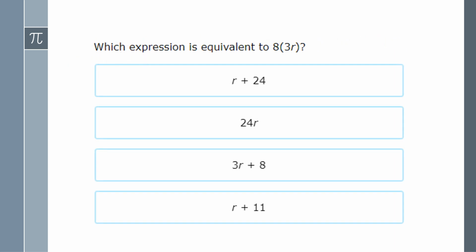All right. Which expression is equivalent to 8 times 3r? You guys are crafty. Good job. It is 24r.